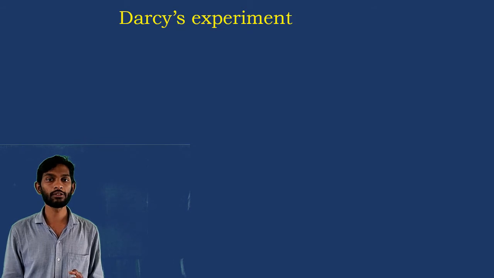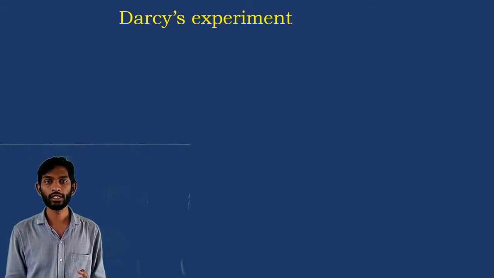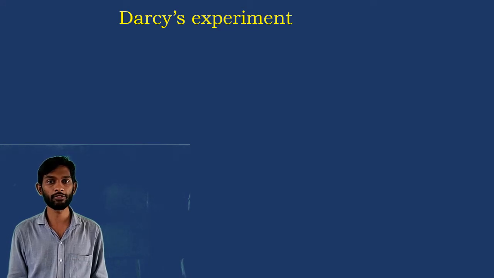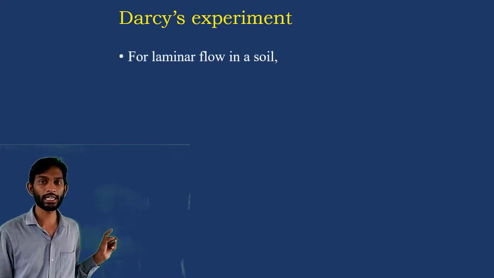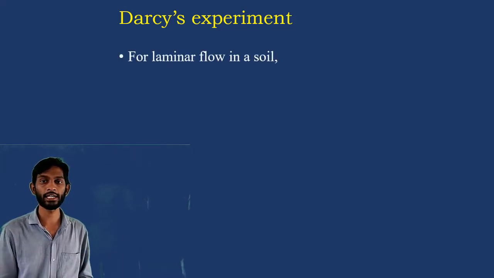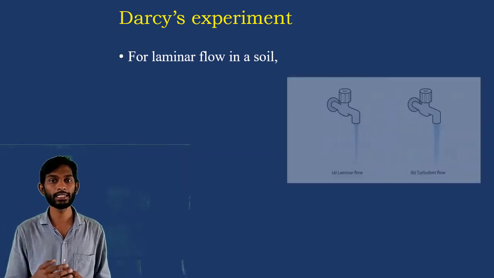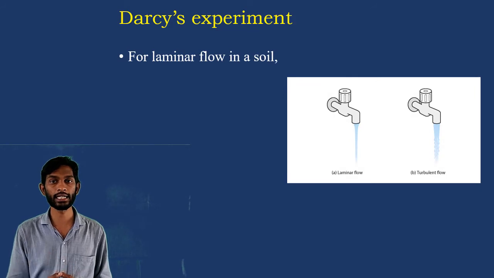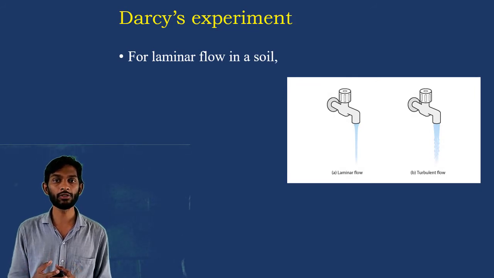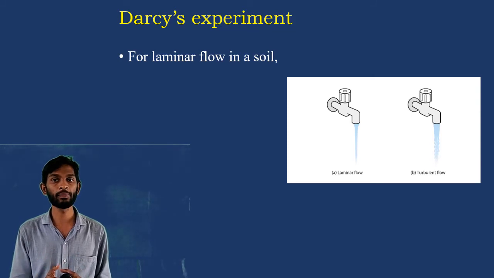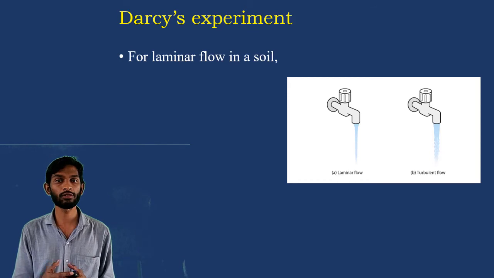Next we'll talk about how Darcy conducted this experiment. We all know that there are two different types of flows: laminar flow and turbulent flow. Laminar flow is a type of flow where the water flowing will be at an initial rate, in a very straight direction. Whereas turbulent flow is such that the path of the water will not be definite. Here the flow of the water, or the path of the water, will get changed.